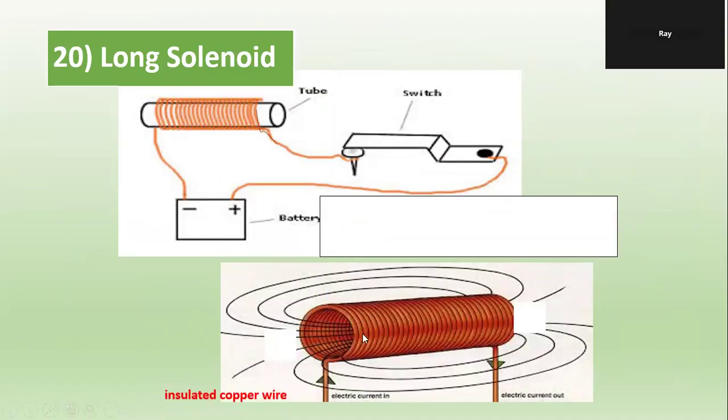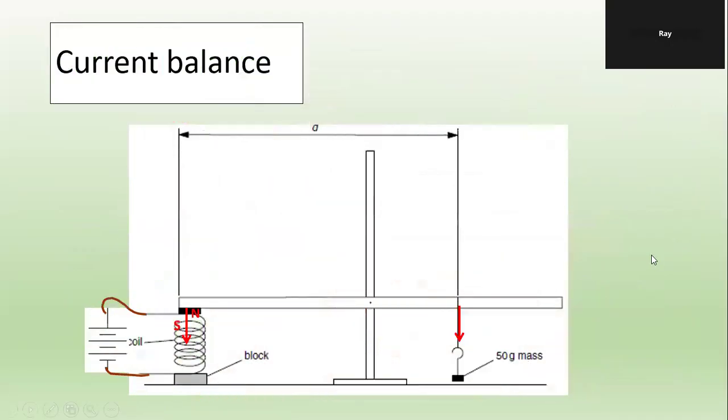Right, this is insulated copper wire. There's your north pole. There's your south pole. This is the current balance. I hope your teacher has one, like you all do it in your class. This is your coil. The coil is positioned so that there's attractive force between the north and south. And you add mass here, or you shift the mass until it becomes horizontal again.